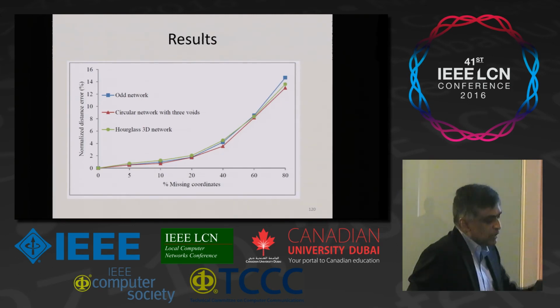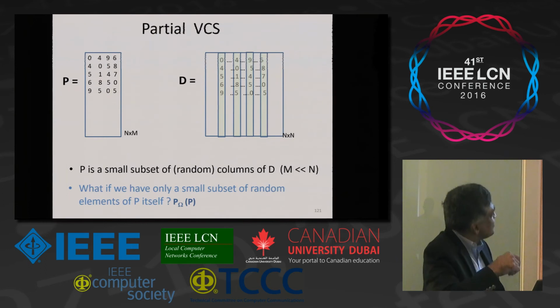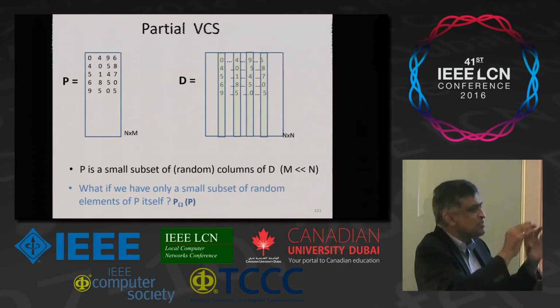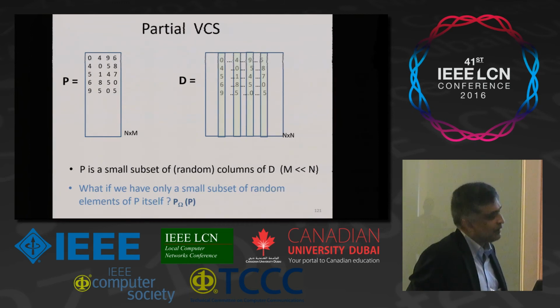So what does this mean? This means that we don't need this entire virtual coordinate matrix. We only need a subset of these elements. We are taking a random set of sub-columns, and out of those we are taking a random set of elements. So it's like going to this distance matrix, just taking a random set of elements, and we reconstruct this, right?